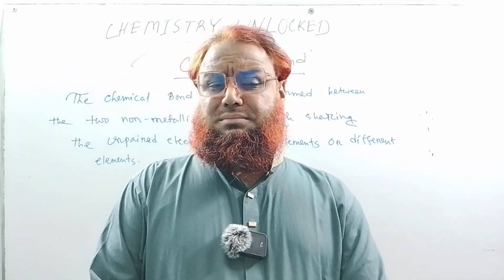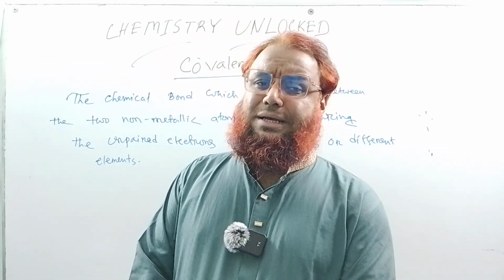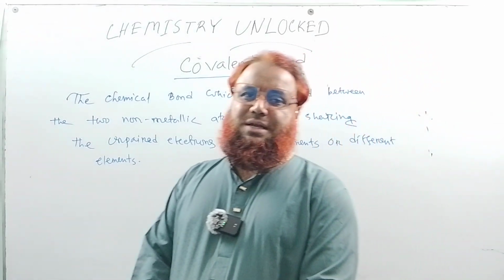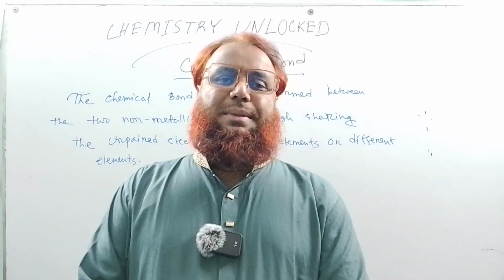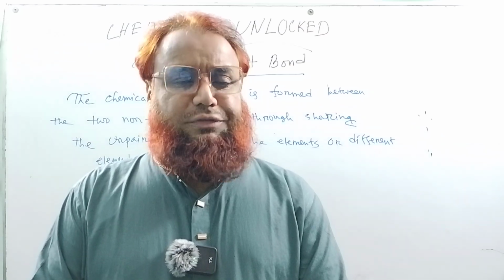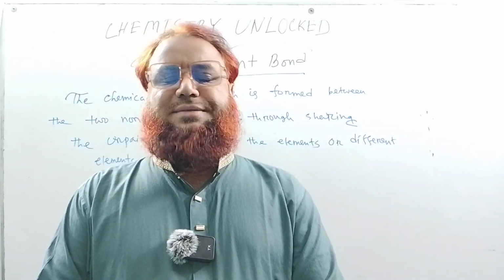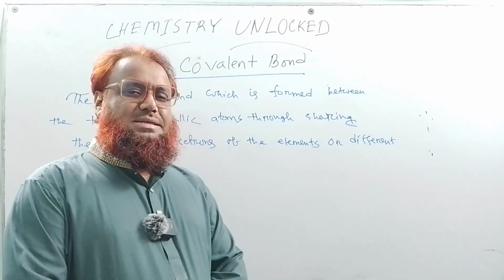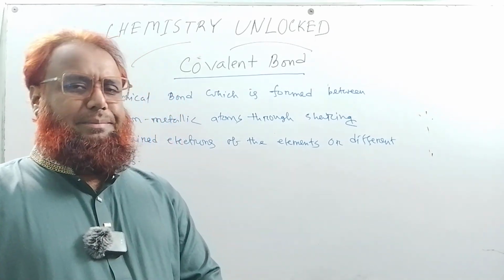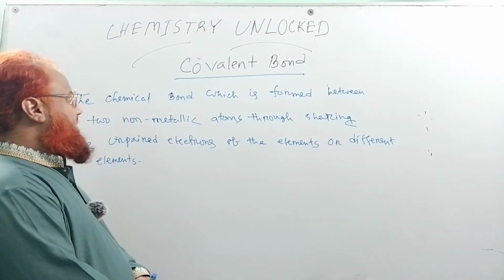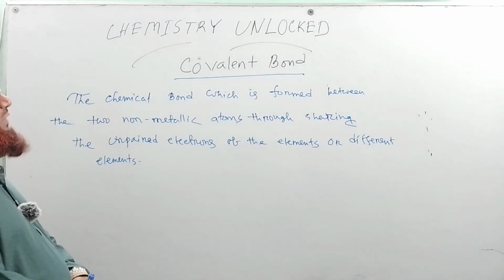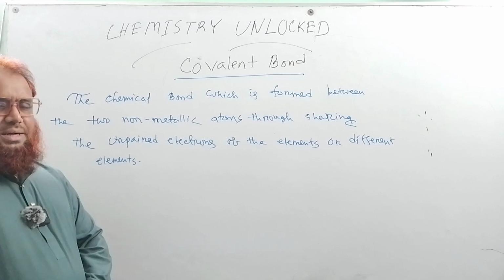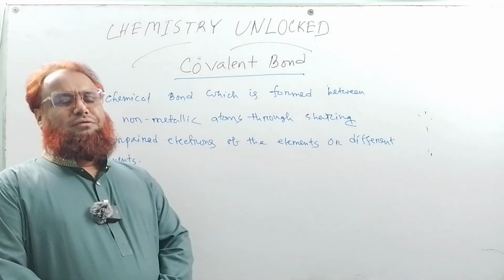This is the second lecture on chemical bonding. In the first class, we already discussed the definition of chemical bond, types of chemical bond, and also the detailed discussion on ionic bond. In today's class, we will discuss the covalent bond, mainly with their examples and bond formation.